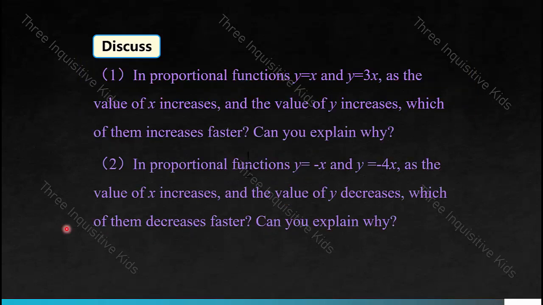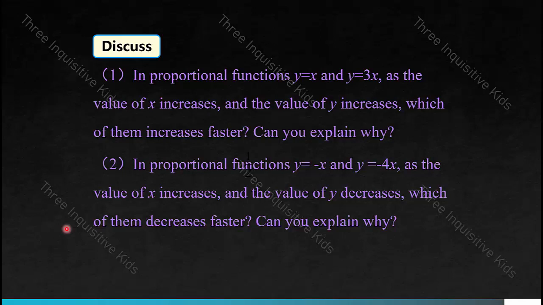Discuss. In proportional functions, y is equal to x and y is equal to 3x. As the value of x increases, the value of y increases. But which of them increases faster, and can you explain why? And in number 2, in proportional functions, y is equal to negative x and y is equal to negative 4x. As the value of x increases, the value of y decreases. Which of them decreases faster, and can you explain why?